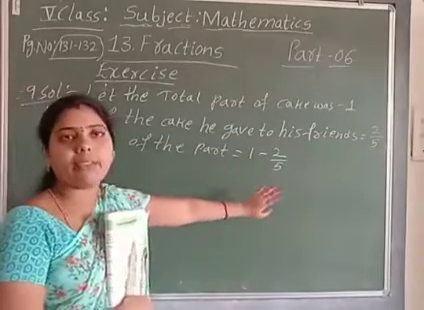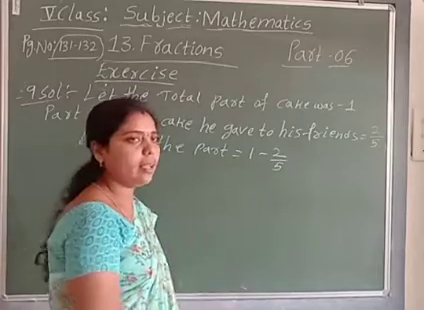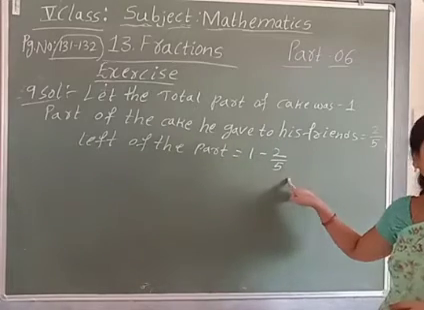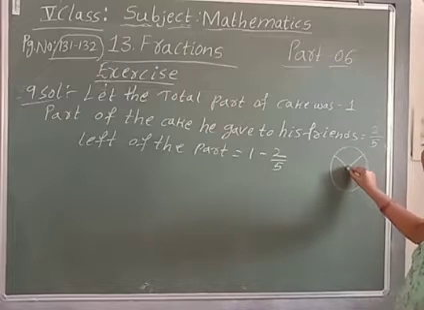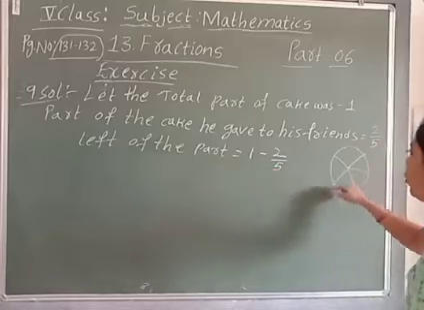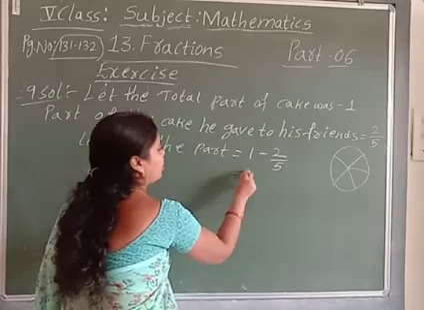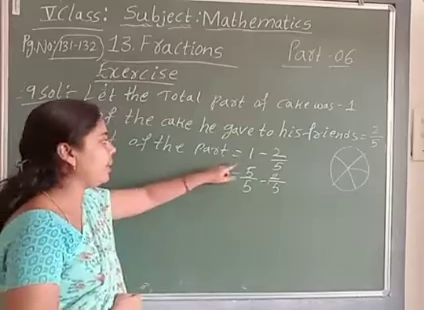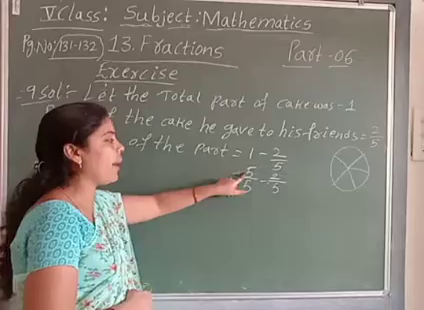So here, how many parts is it divided into? 5 pieces. The denominator is 5, which means we are taking 5 parts. So the whole part means 5/5. 5/5 minus 2/5. Understand why we are taking 5/5? Whole part means 1 part only, which is 5/5.